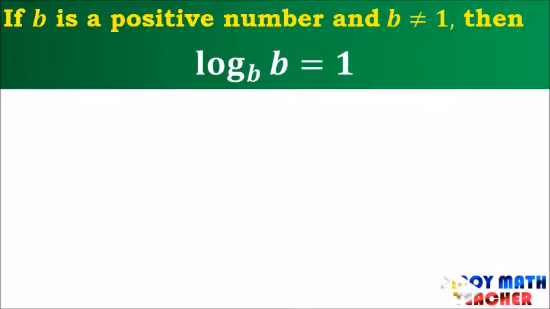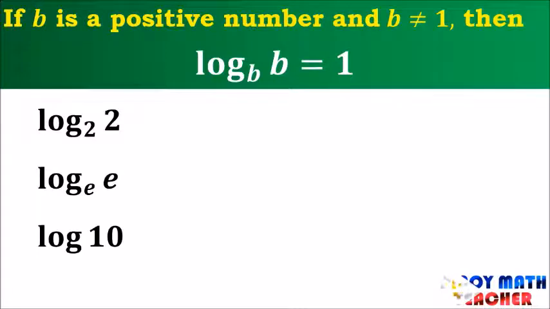logarithm of b with base b equals 1. So kapag equal or magkatulad ang base at ang argument ng log, ibig sabihin, 1 ang automatic na sagot. Narito ang ilang examples. So logarithm of 2 with base 2, that is equal to 1. So dahil equal yung argument ng logarithm at yung base. So next, logarithm of e with base e, that is also equal to 1. And then, logarithm of 10. So ang base niya na yung automatic na 10, that is also equal to 1.